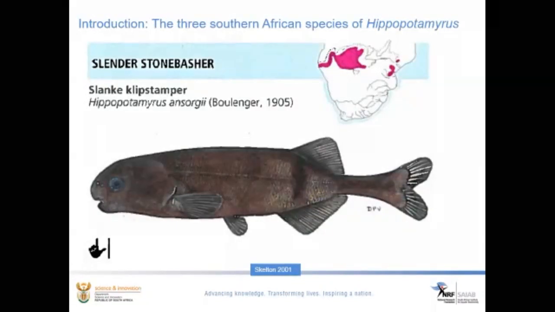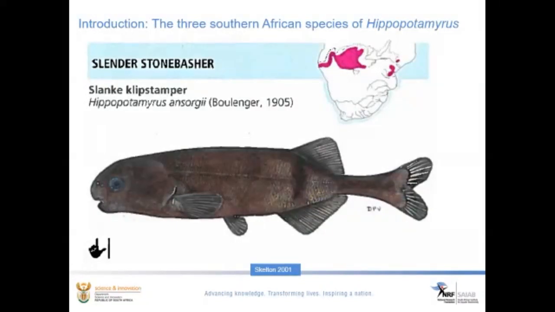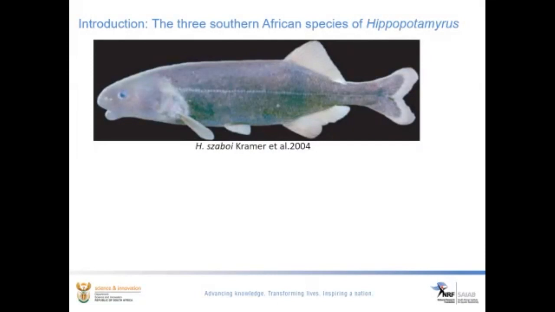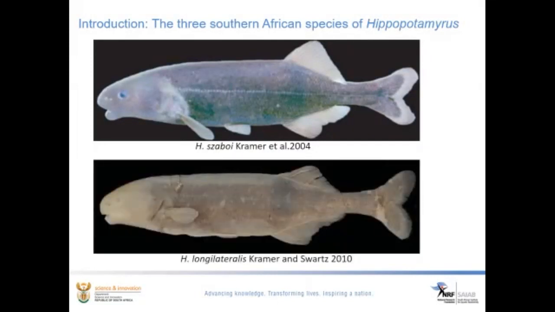Hippopotamirus and Soji was described in 1905 based on specimens collected in Angola. For a long time, this species was thought to have a wide disjunct distribution stretching across multiple river systems from the Kunene River to the Buzi River system. However, subsequent studies recognized that Hippopotamirus and Soji was a species complex and were able to describe new species, which include Hippopotamirus saboi and Hippopotamirus longilateralis.